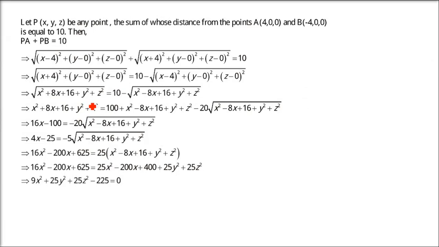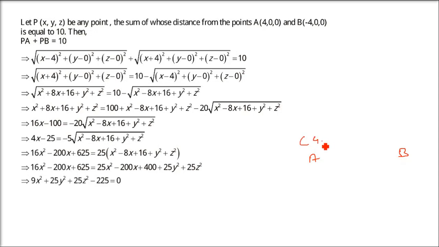Next one is the 22nd. Find the locus of the point, the sum of whose distances from the points (4, 0, 0) and (-4, 0, 0) is equal to 10. Now they have made the question easy because two of the coordinates are 0. So we have A and B. Say one point is A and this is B.